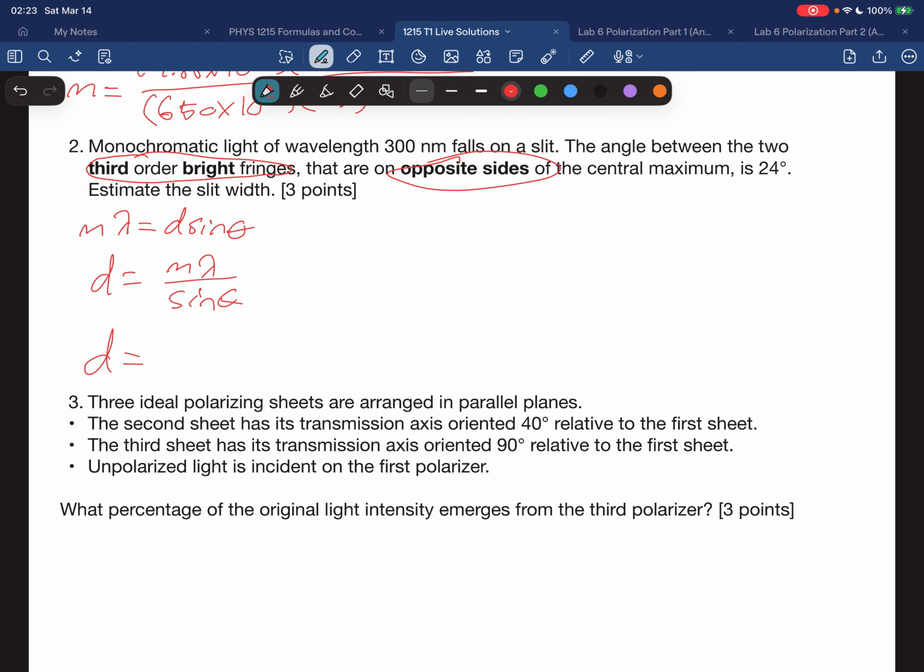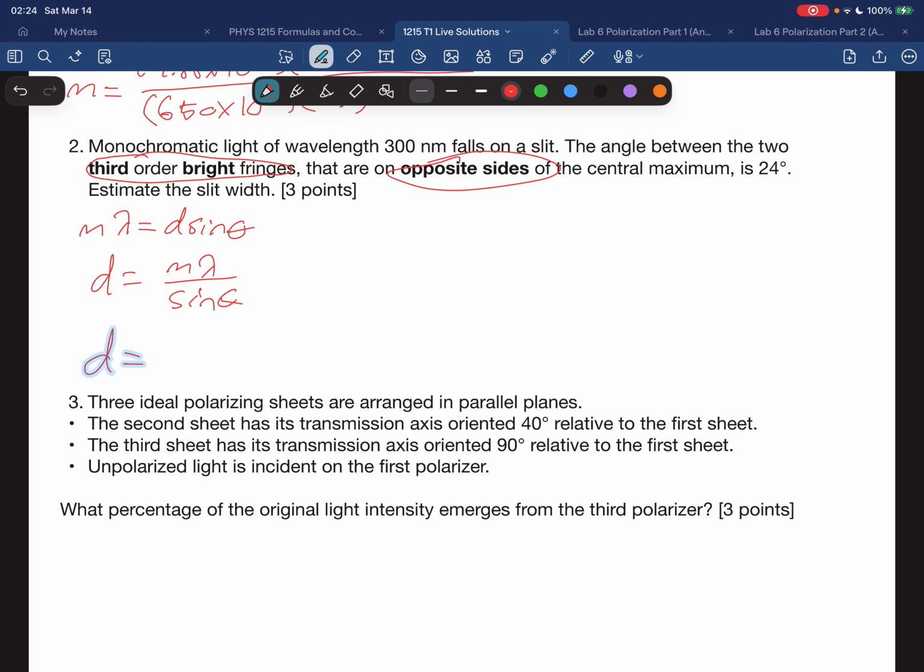Great. So now we are ready to try and plug some stuff in. First off, M. What is M? We're not told the order directly, what number it is, so we need to go find that out. However, what we are told is that the angle between the two third-order bright fringes. So we are looking at the third-order fringe. Now, that does not necessarily mean that m is equal to 3 in this case. But we are also told that these are bright fringes. In other words, these are maxima.